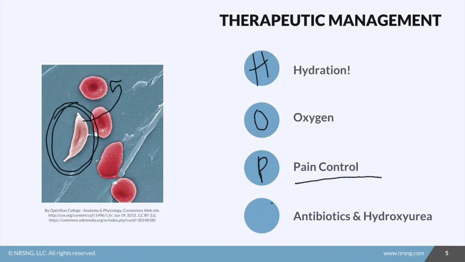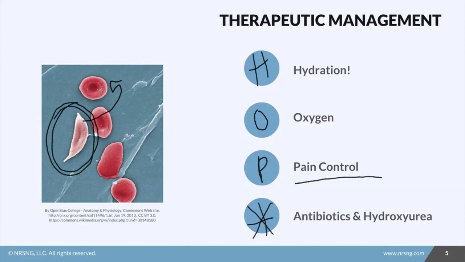So the last two things I have listed here, antibiotics and hydroxyurea, are two drugs that are really important for the long-term management of sickle cell and hopefully preventing crisis. The sickle cell trait that we've been discussing makes people more prone to infection. And remember, stress and infection can actually cause a crisis. So these prophylactic antibiotics are used to help prevent this.